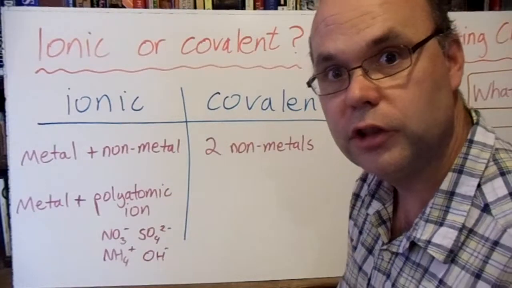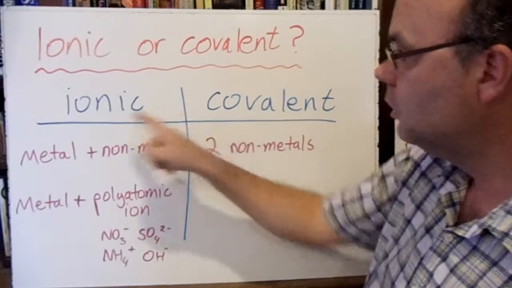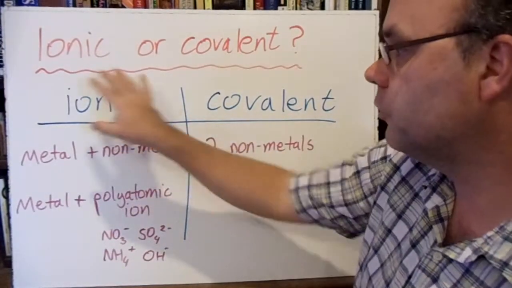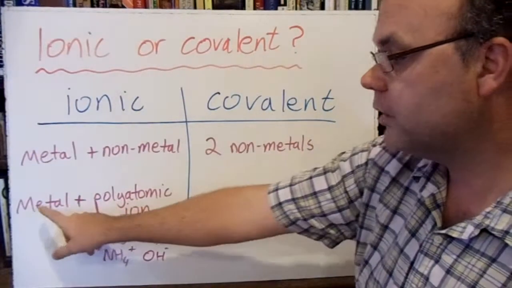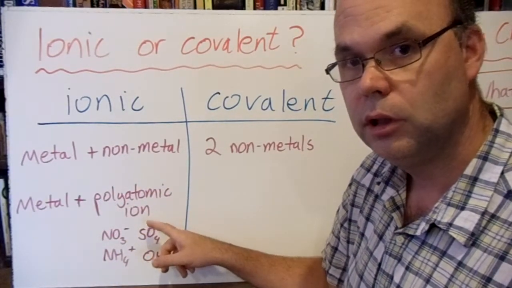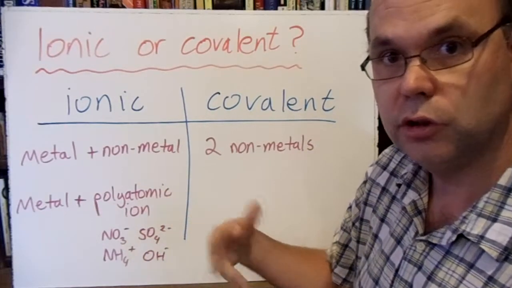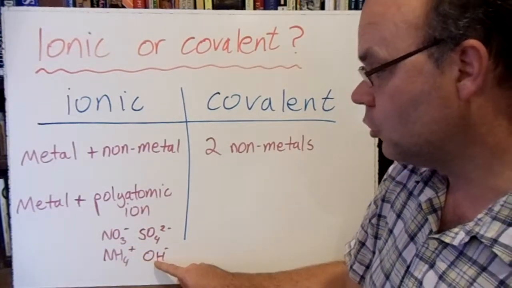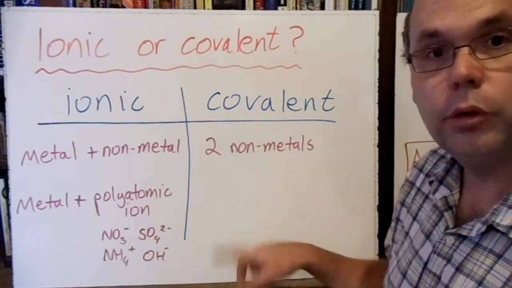So, just to make sure you've got it, if you need to know whether it's ionic or covalent, ionic compounds have a metal and a non-metal. That's something from the left side of the periodic table and something from the right. Or there's a metal with one of those polyatomic ions. SO4 2-, PO4 3-, and so on. Nitrate, sulfate, ammonium, hydroxide. If it's covalent, you've got 2 or more non-metals.